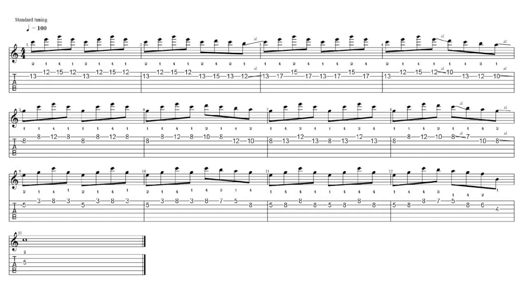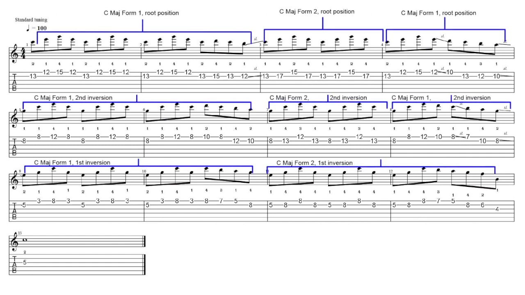Now here's an exercise to help you reinforce some of these shapes across the fretboard. Here's the tab, so playing eighth notes at 100 beats a minute, and it's just a bunch of C major triad shapes. You'll notice that I'm also throwing in some other notes from the C major scale to liven it up a bit. And you'll also see this exercise involves quite a bit of position shifting.